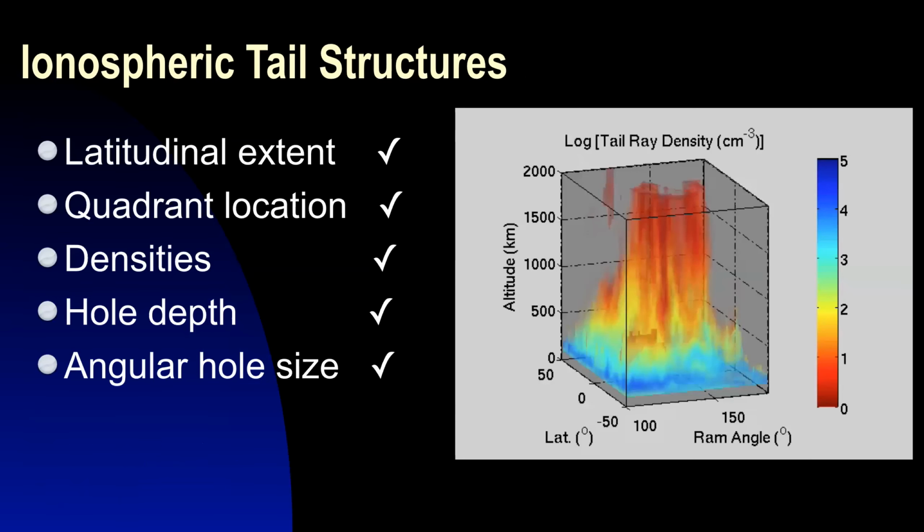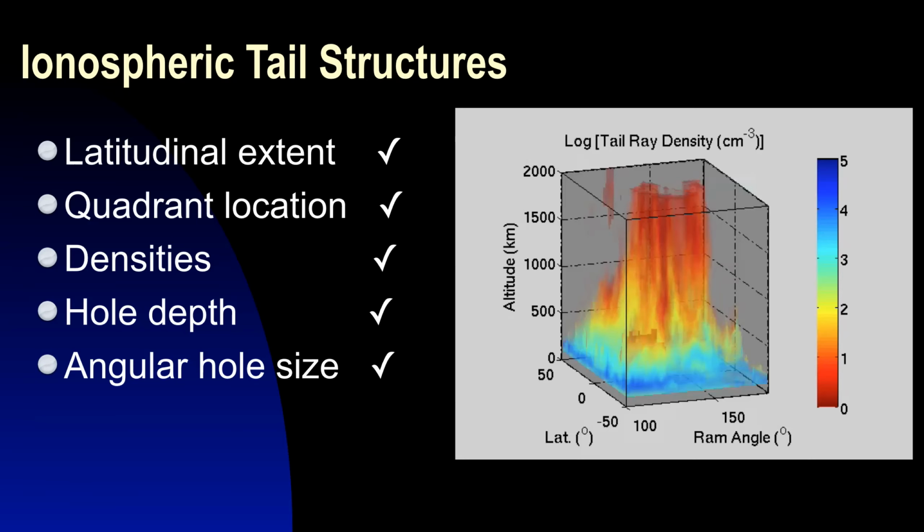So if we compare our tail structures qualitatively with PVO, you'll see that the latitudinal extent is about the same. They're in the right quadrant. The densities in the holes and the surrounding structures are in agreement. The holes go all the way down to about 250, 200 kilometers altitude, and the hole size is about right.